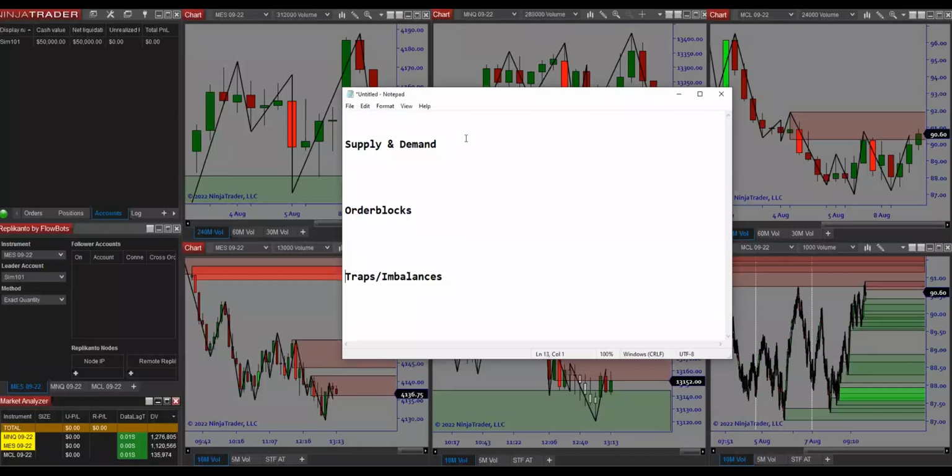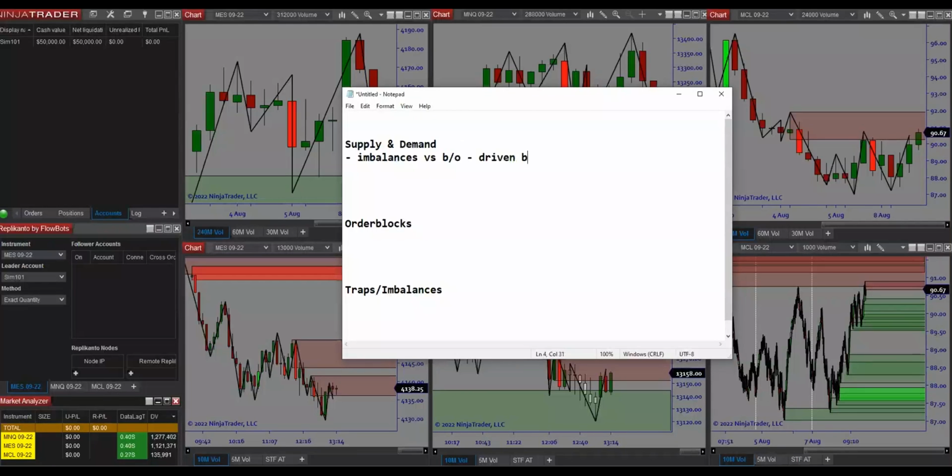Okay. Well, what I'm going to do is explain these three things in a nutshell. So supply and demand is not a new concept, but what our software is doing is identifying imbalances versus breakouts that are driven by imbalances, like driven by order flow in the market. So what the software is doing is it's going to look for 50% range bars and thrust candles.